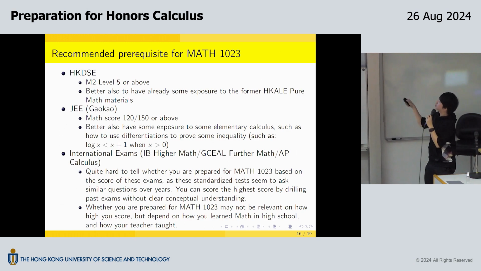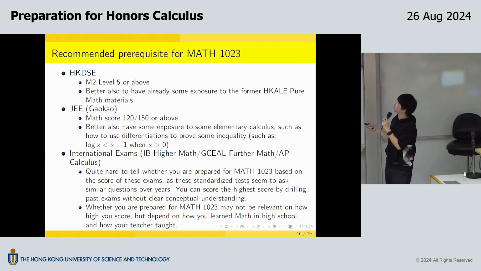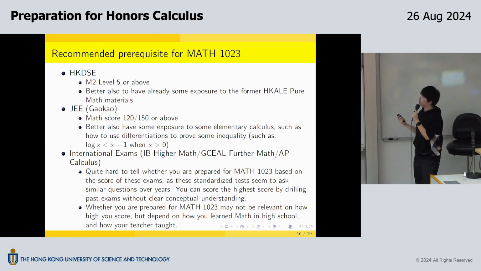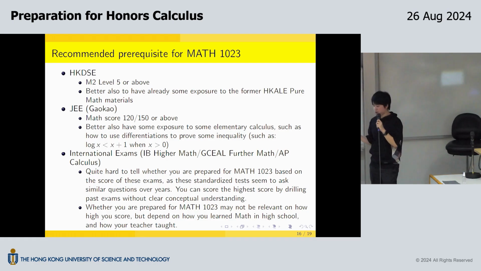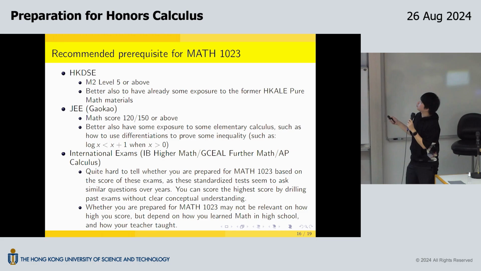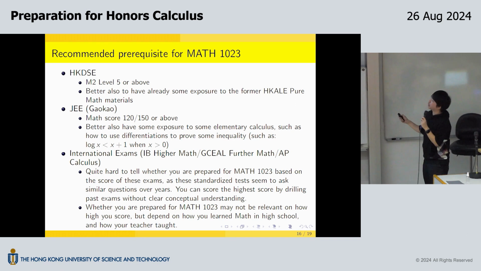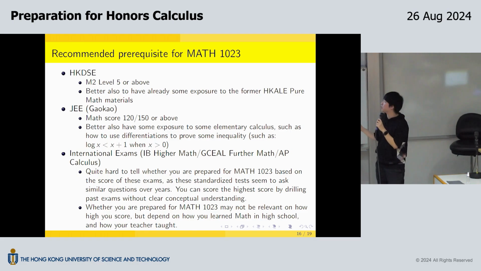Now let me talk about the recommended prerequisites for taking Math 1023, the honor calculus. If you are admitted through HKDSE, then you are recommended to have taken M2 and have M2 level 5 or above for taking Math 1023. It is better also to have some exposure to the Hong Kong A-level pure math materials. That means it is better to have done some problems in the former Hong Kong A-level pure math questions.